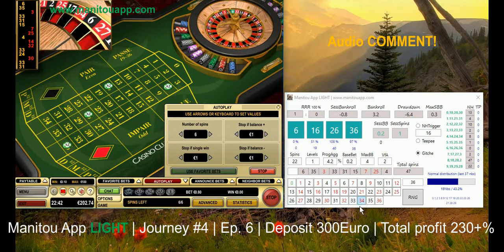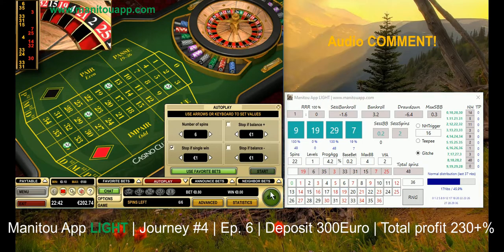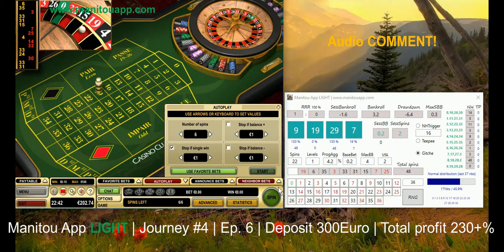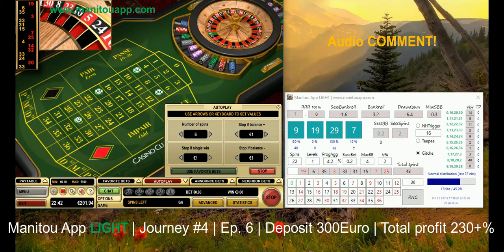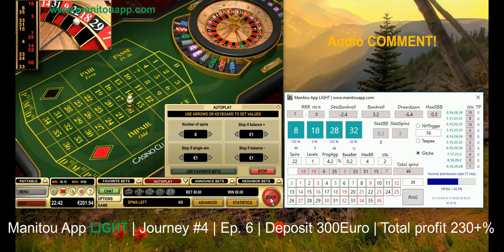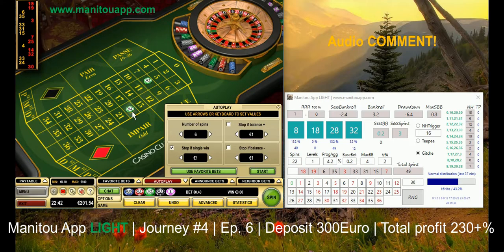In a worst case, if I lose this 200, it's not a big deal. I already made more than 300% profit from this deposit, and therefore it would not be such a huge problem losing this 200, because what I already withdrew and shared with you is in plus even if these 200 are lost. So this is how you can really keep a profitable journey playing online roulette.